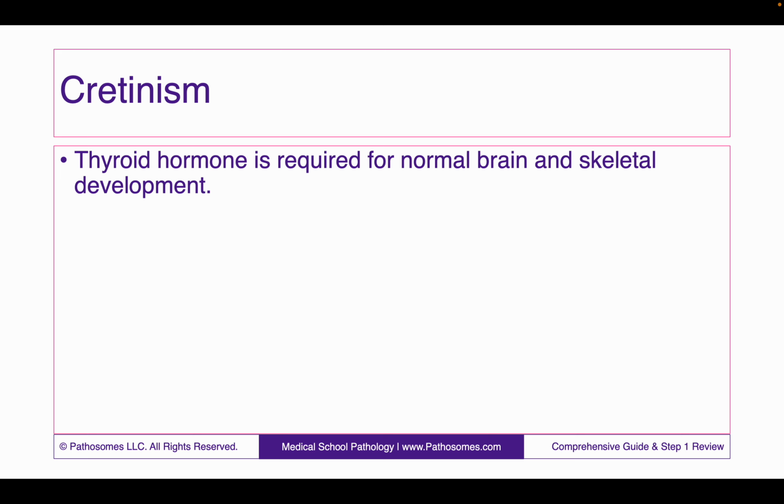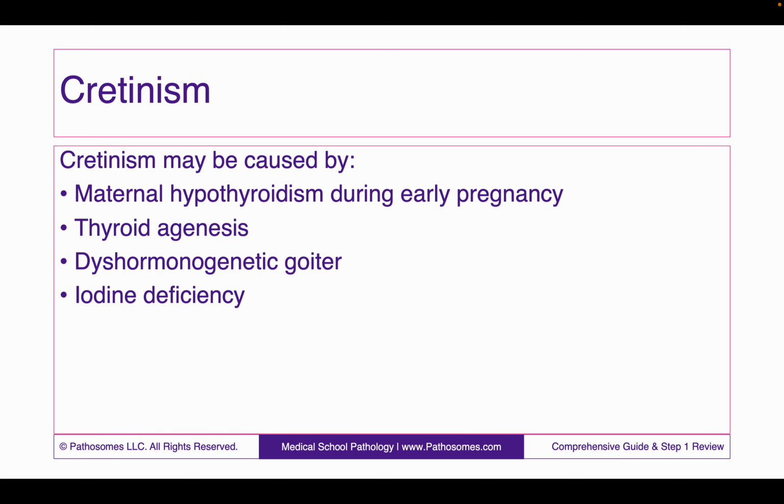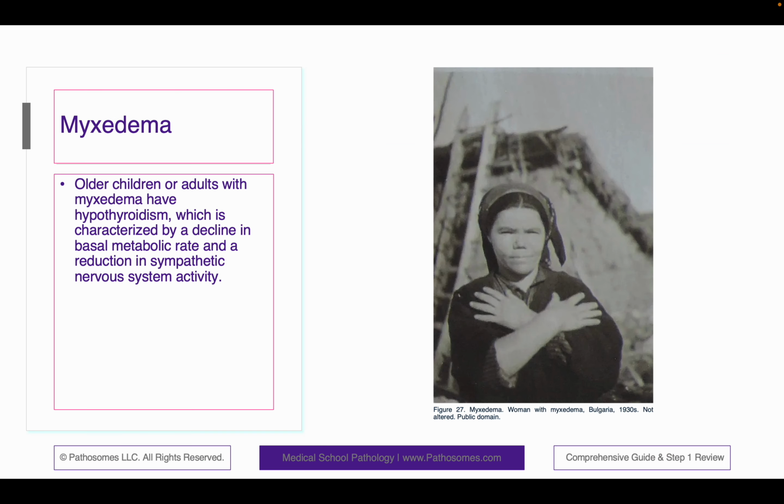Thyroid hormone is required for normal brain and skeletal development. And cretinism may be caused by conditions that inhibit that, such as maternal hypothyroidism during early pregnancy, thyroid agenesis, dyshormonogenetic goiter, and iodine deficiency. And what about myxedema? Well, older children or adults with myxedema have hypothyroidism, which is characterized by a decline in basal metabolic rate and a reduction in sympathetic nervous system activity.